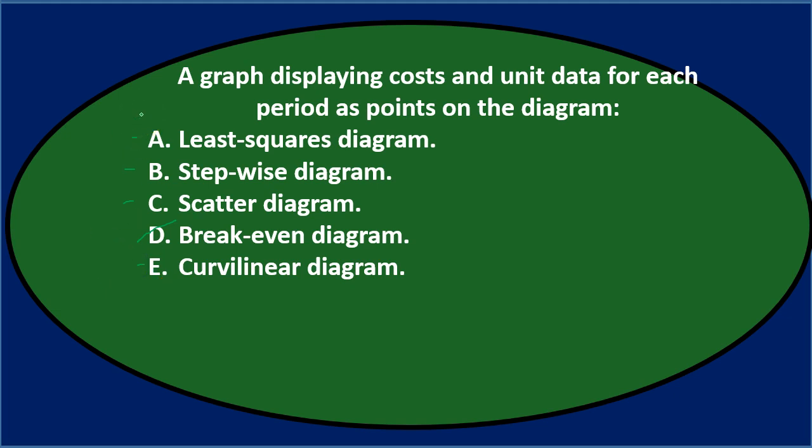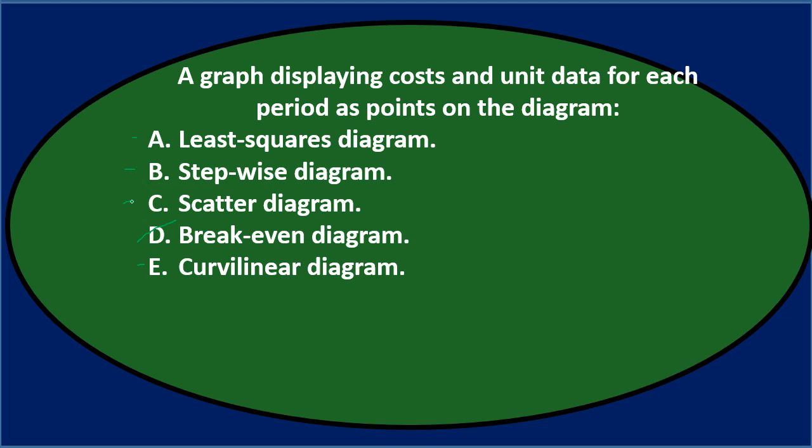Let's go through this again. A graph displaying costs and unit data for each period as points on the diagram. So the least square diagram, stepwise diagram, scatter diagram, or curvilinear diagram. All of these sound like they're kind of a line of some kind, whether curvilinear or a stepwise type of curve. The one that sounds like a bunch of points that aren't a line per se seems like a scatter diagram. So the scatter diagram is going to be a bunch of points.